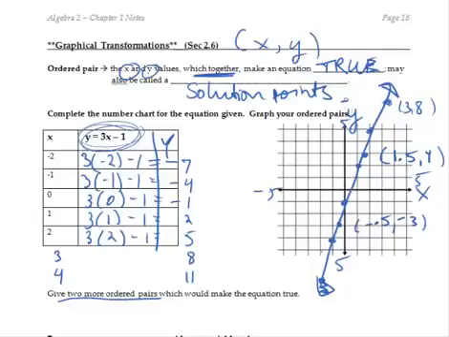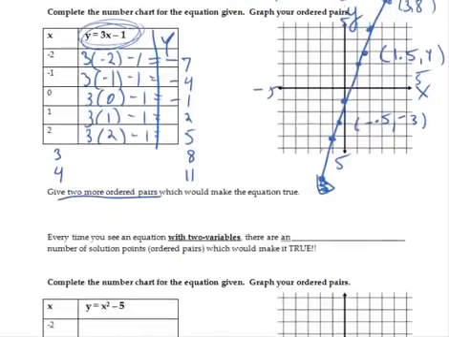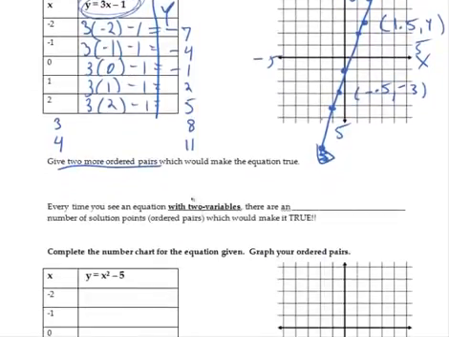And this is true for any equation. Anytime there's an equation with 2 variables, so an x and a y, there are an infinite number of solution points that will make it true. So, not just those 5, but every single piece on this line is a dot that would work.